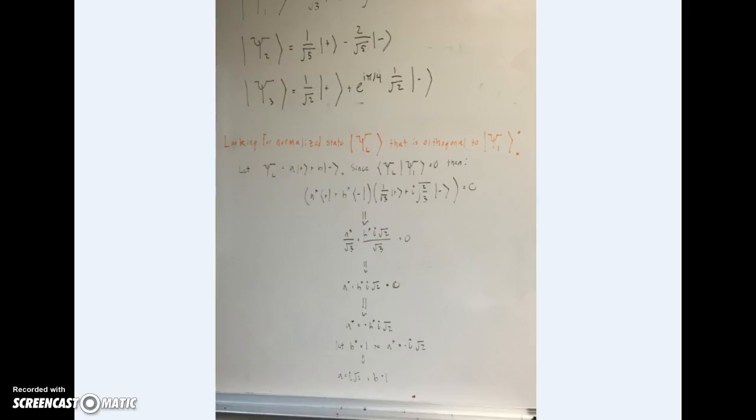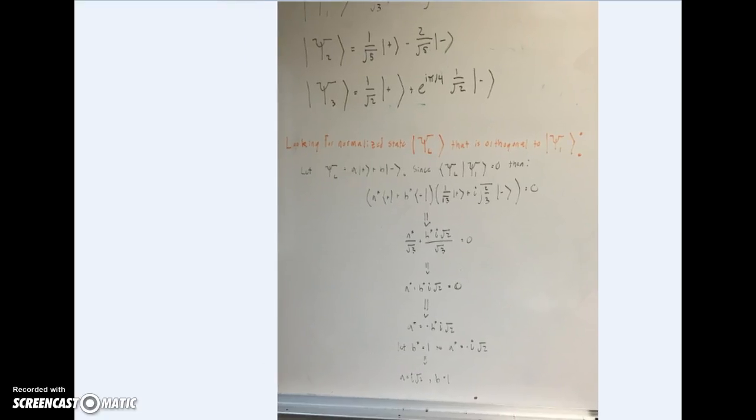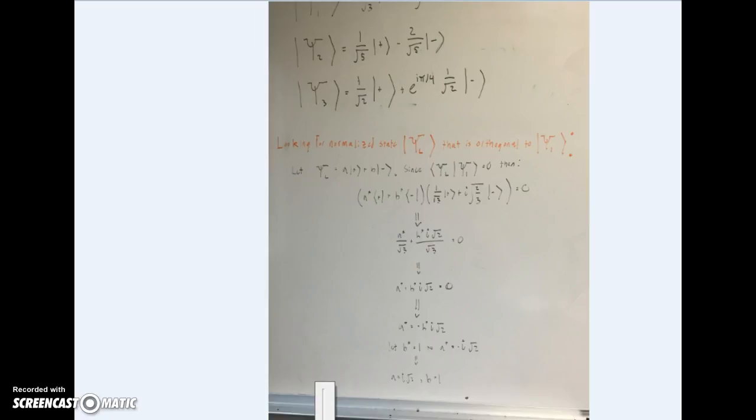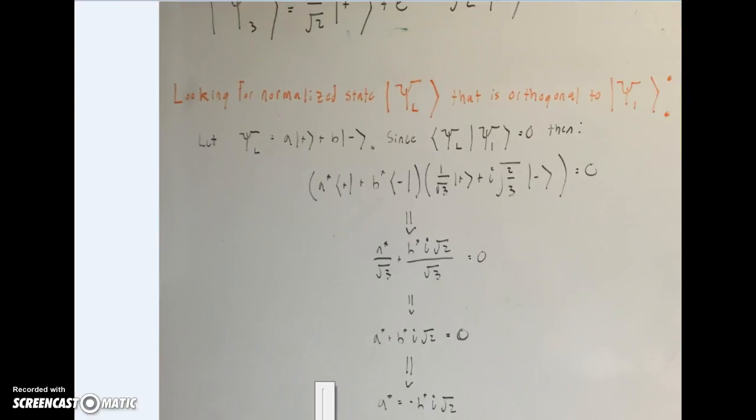Okay, so let me just zoom in a little here. We're looking for a normalized state, psi L. I call it psi L because L is kind of like a right angle type thing that is orthogonal to psi1. To do this, first we write down our general state vector that we're looking for, psi L, and these two coefficients a and b are just some complex numbers. And then we demand that the inner product of psi L and psi1 is 0.